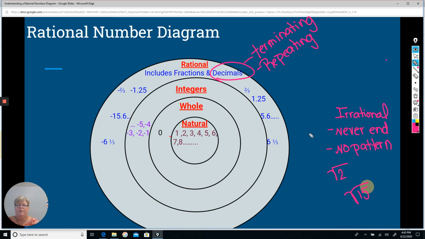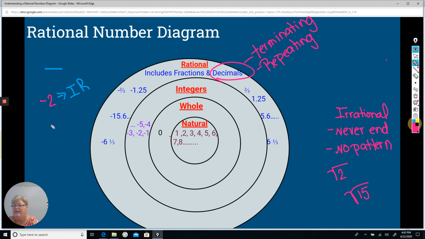Okay, so if we're going to categorize these, let's just talk about what would be negative. As I'm looking here, I know that -2 is not a natural number. It's not a whole number. It's an integer, but it's also a rational number because it's inside the rational circle. So -2 is an integer and a rational number.